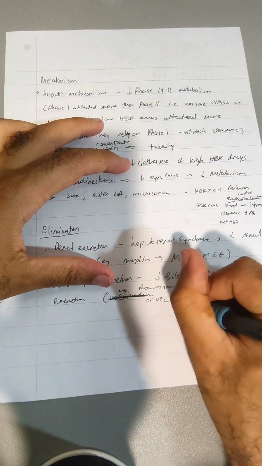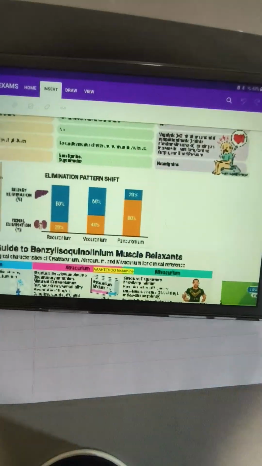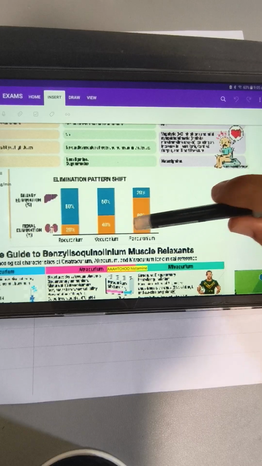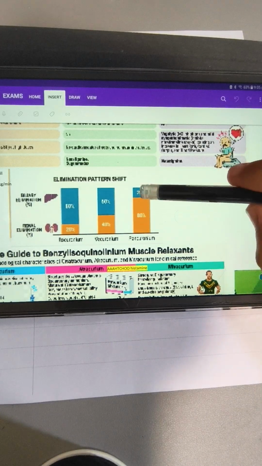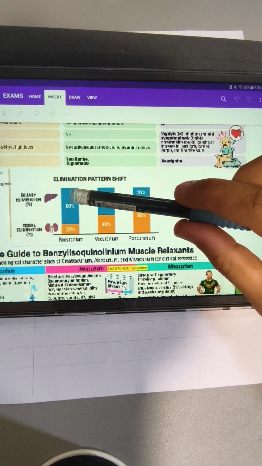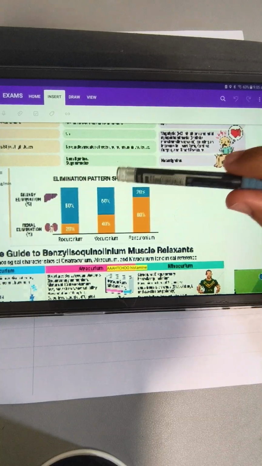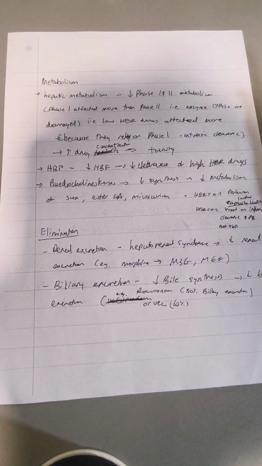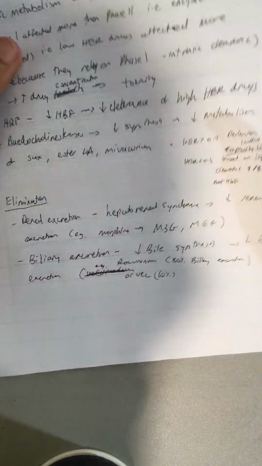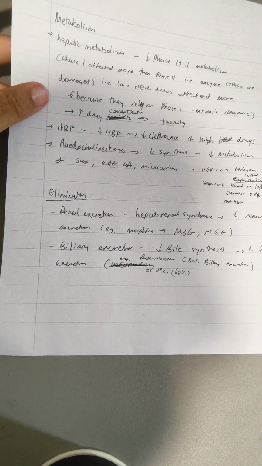VEC has 60% biliary clearance. Remember, the renal clearance in the urine is 20, 40, 80, and then biliary clearance is 80, 60, 20. Oh, that's ROC, VEC, and pancuronium.